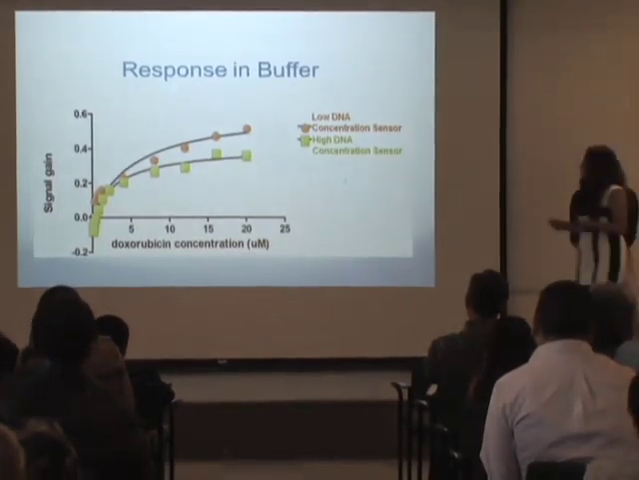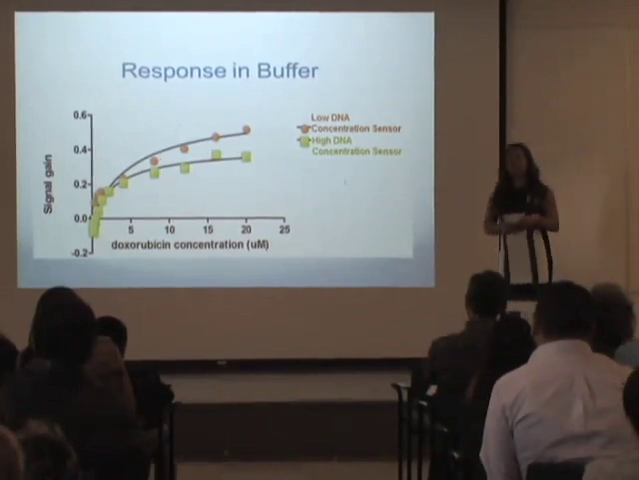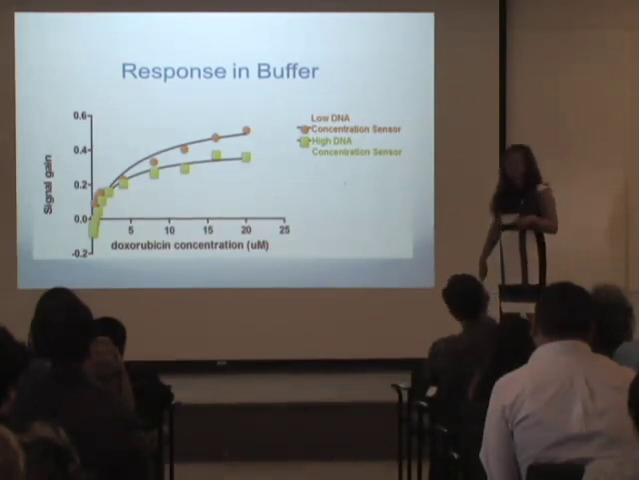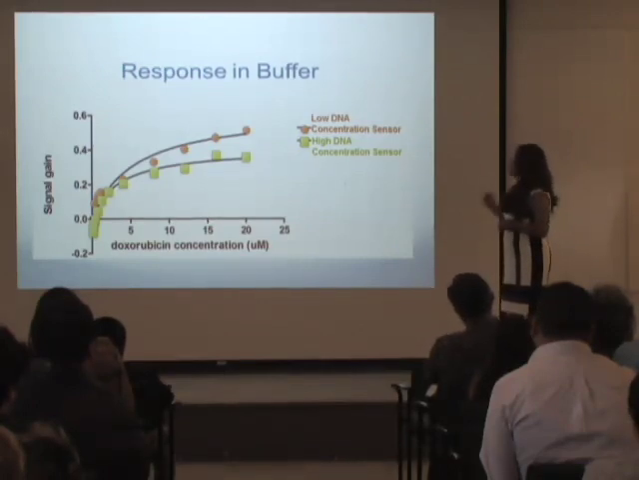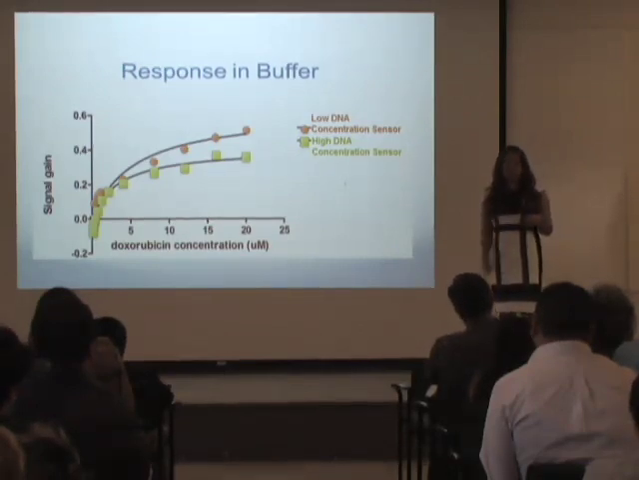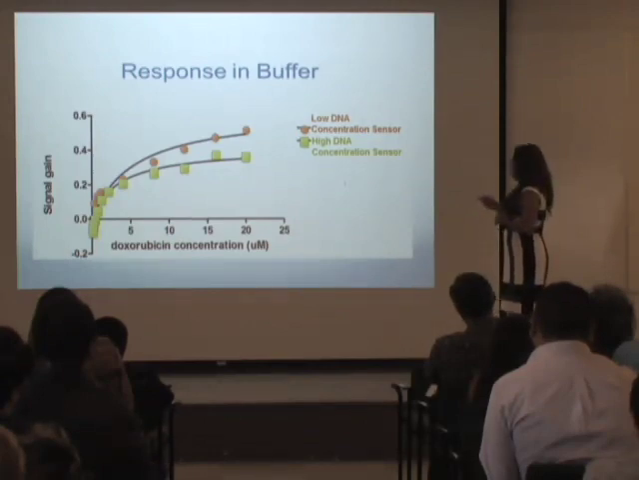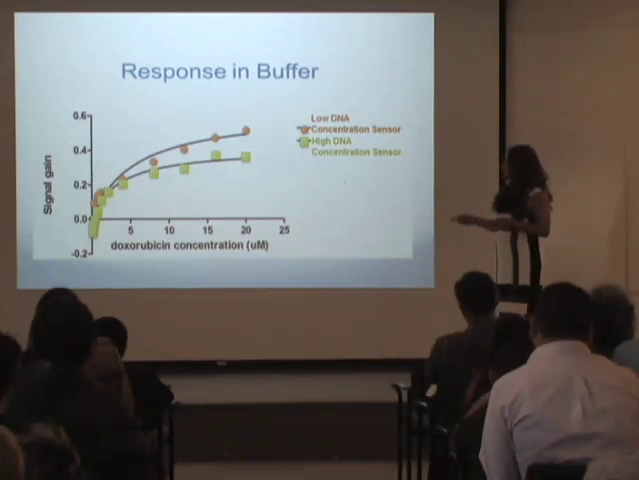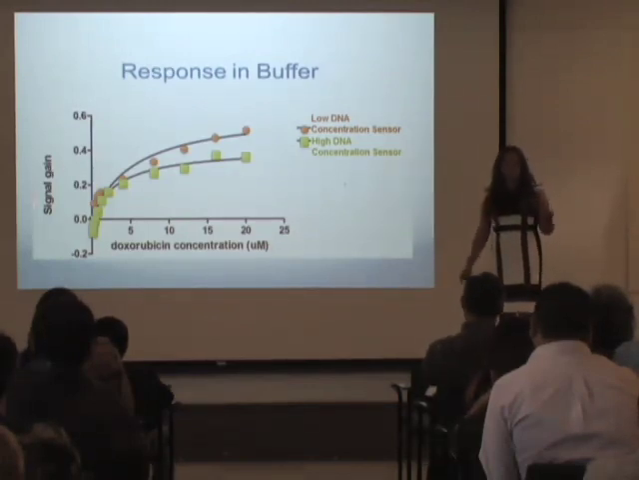So, as Estella previously explained, in buffer, the low concentration had a better signal gain than the higher concentration. You can see this through this graph. As you could tell, the lower concentration was always higher than the one with higher concentration, therefore indicating that the lower concentration had a better signal gain.